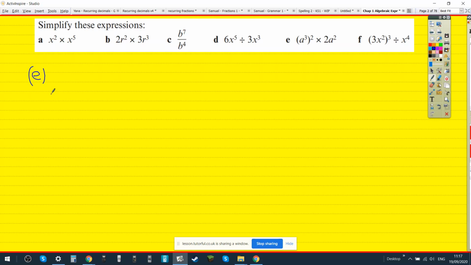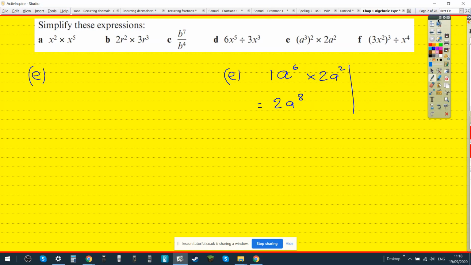So would it be a to the 3 times, so 3 times 2 is 6, it'd be a to the 6, times 2a cubed, which would be... would it be 3a? 1 times 2? All right, so it'd be 2a to the 8. Yes. Okay. Question F.